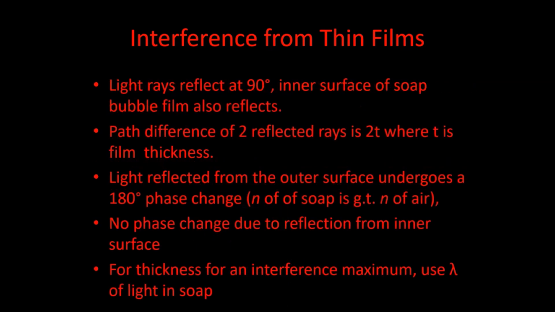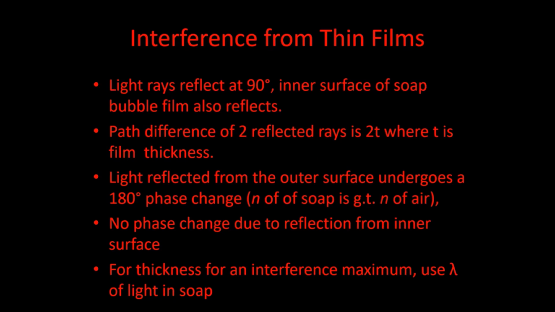Remember, light rays will reflect at 90 degrees. The inner surface of the soap bubble film also reflects. So the path difference of two reflected rays is twice the thickness. In our previous example, L was the path. Here it's just t. It's given as thickness instead of L. So t is the film thickness. The light reflected from the outer surface undergoes a 180 degree phase change, since the n of the soap is greater than the n of the air. No phase change occurs due to the reflection from the inner surface.